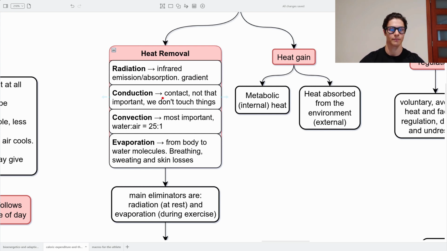Then conduction, which is done by contact, and it's not that important as we don't touch things normally. And then we have convection, which is the most important one. We can use either water or air. So water will remove a lot of heat, 25 times faster than air, but we can also use air to cool down. And then evaporation, from body to water molecule. This is done by breathing, sweating, and skin losses of heat in form of water molecule.